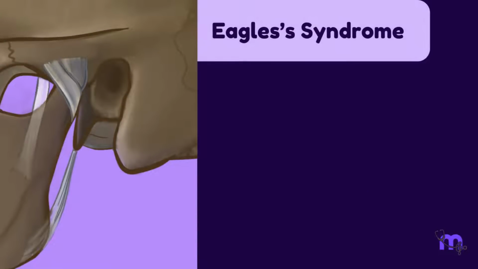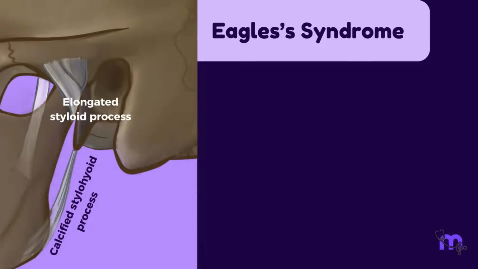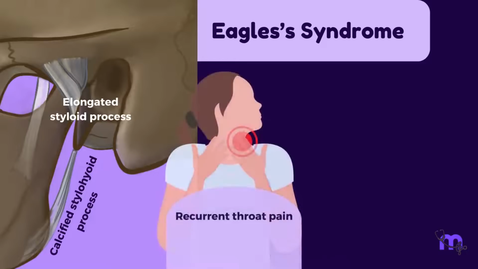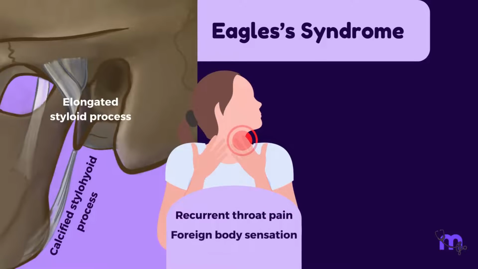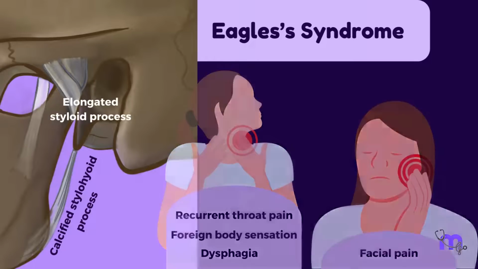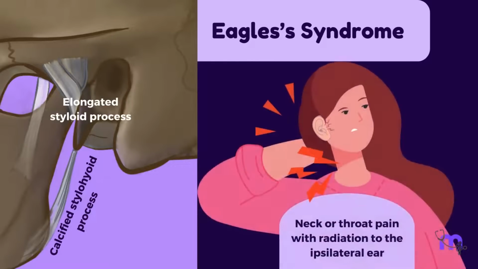Eagle's syndrome occurs when an elongated styloid process or calcified stylohyoid ligament causes recurrent throat pain or foreign body sensation, dysphagia, or facial pain. Additional symptoms may include neck or throat pain with radiation to the ipsilateral ear.